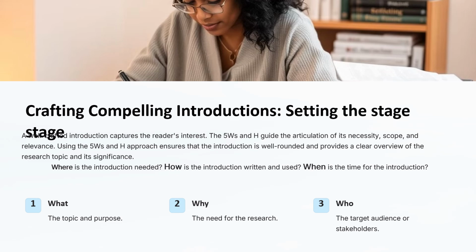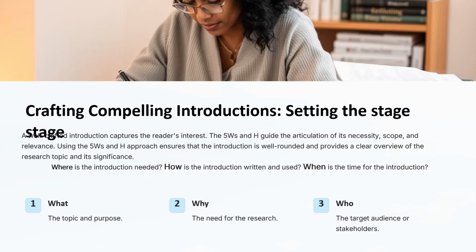The introduction aspect of your research will help you if you know how to use the 5 W's and H techniques. A well-crafted introduction captures the reader's interest, because when you start well, you may likely end well too. But when the introduction is poorly crafted, is poorly presented, people will be at a loss because they wouldn't know what we are talking about.